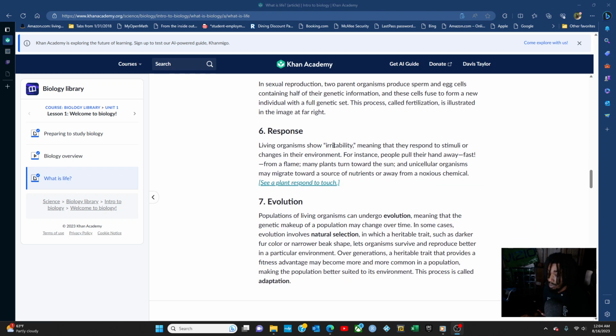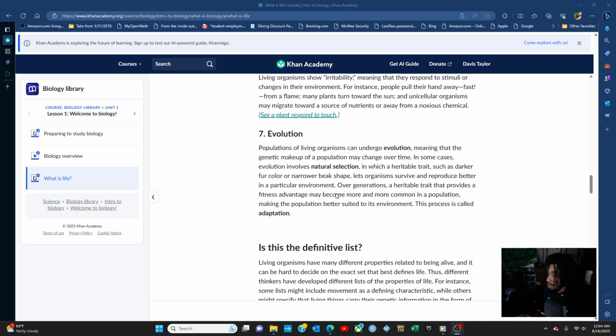It needs to be able to respond. So living organisms show irritability, meaning that they respond to stimuli, changes in their environment. And even many plants turn towards the sun, which is true. So that is an example of them, you know, responding to their environment. And last is evolution. Populations of living organisms can undergo evolution.